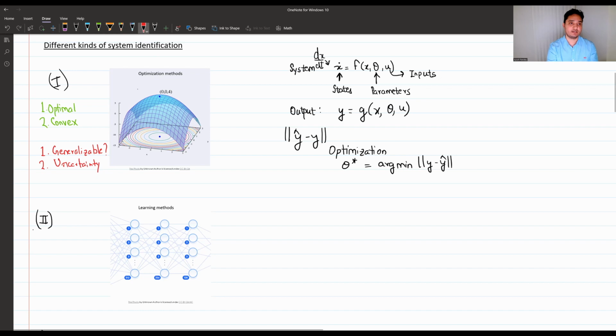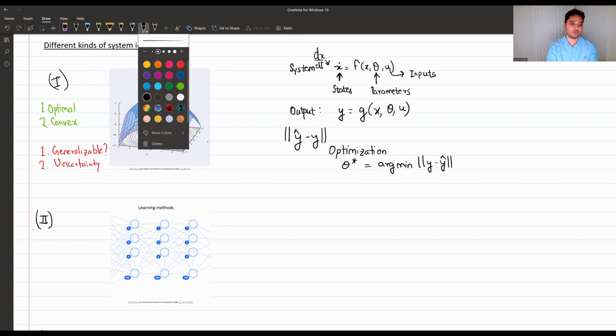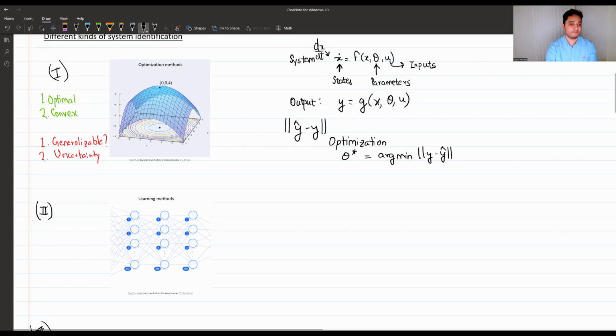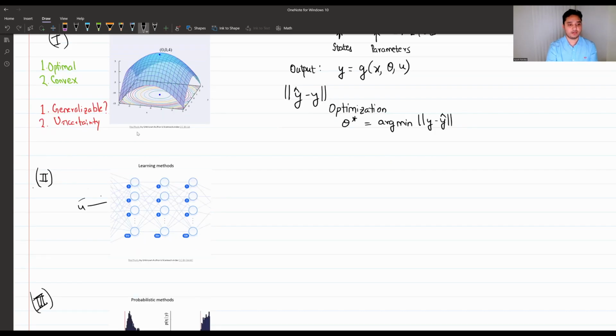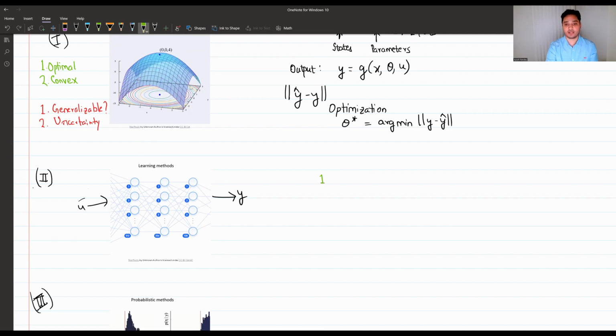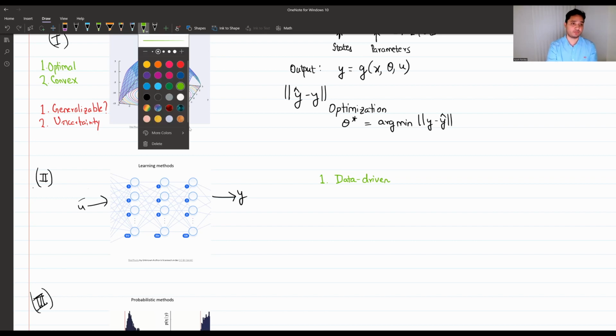So let's move on to the second one. The second method is the umbrella of learning methods, where you have an input u to the system and output y, and you use that data to find out the mathematical model. So here you don't have the first principles model, and this is very useful in applications where it's not straightforward to create that first principles model, so that you can just use that data to create a neural network or train the weights of the neural network using the data.